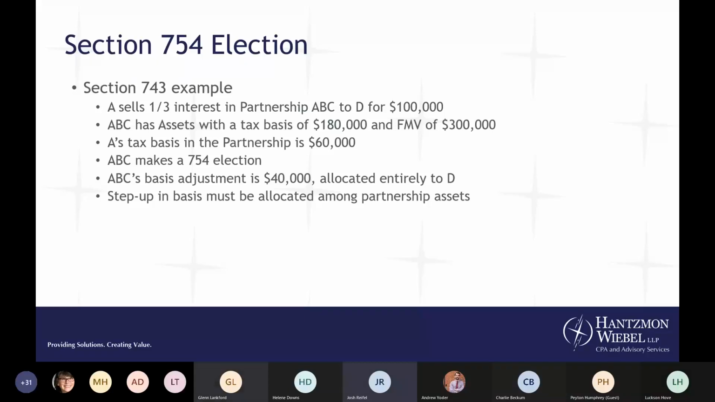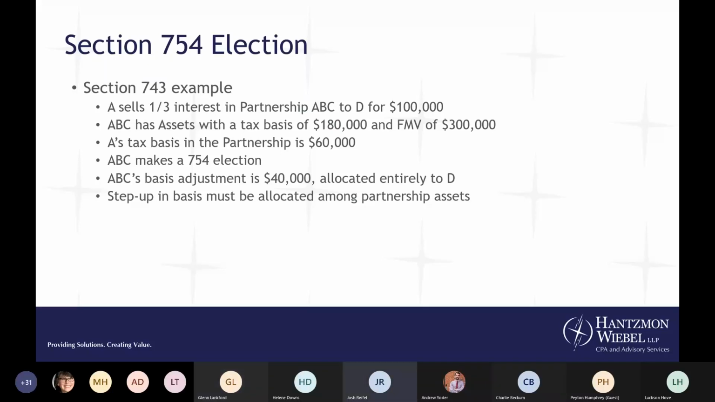Okay. And if that basis adjustment is allocated to depreciable property, then it is treated as a new asset. So if it's a residential building, it would be depreciated over 27.5 years, beginning with the date of the transfer, and the depreciation would be allocated all to partner D. Correct. All right.